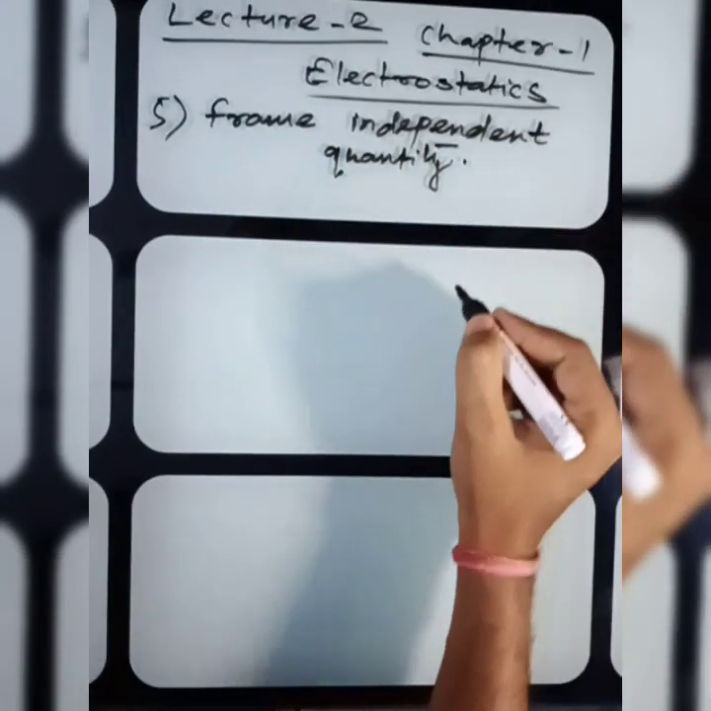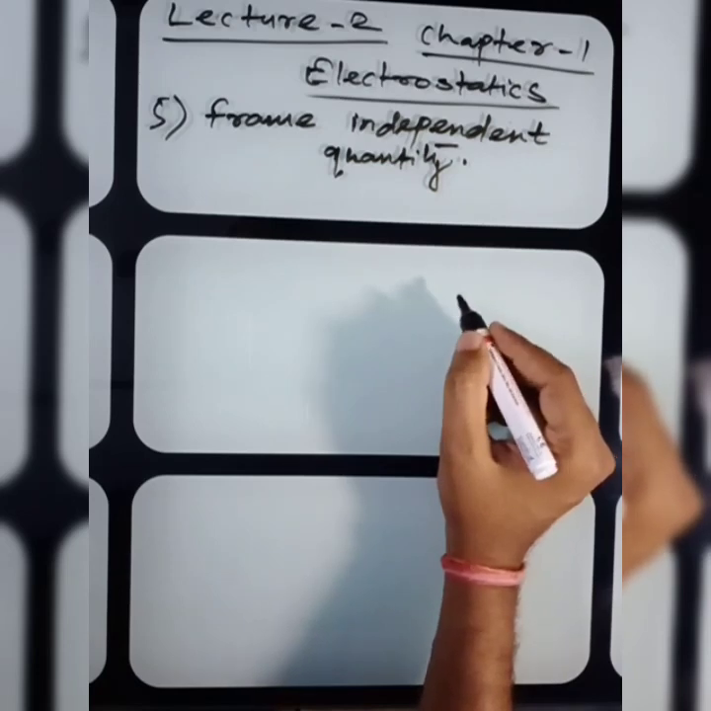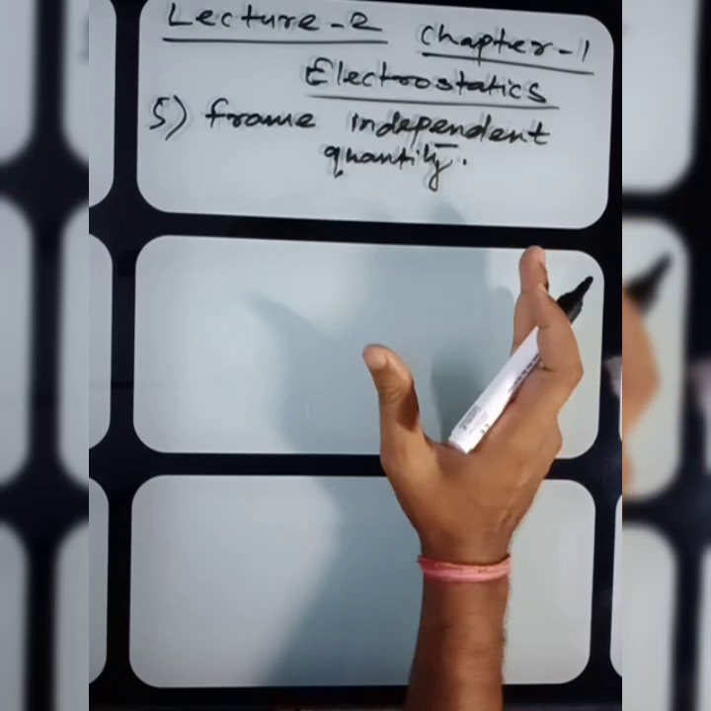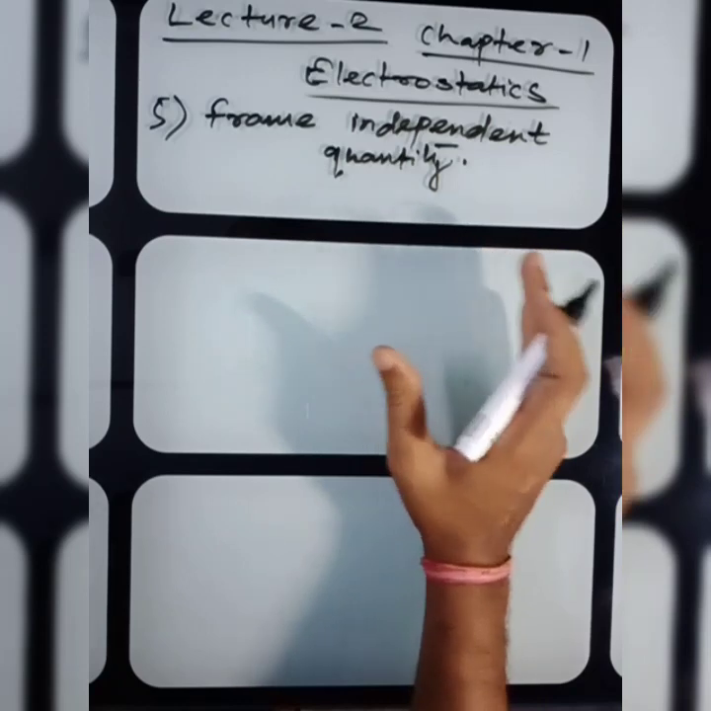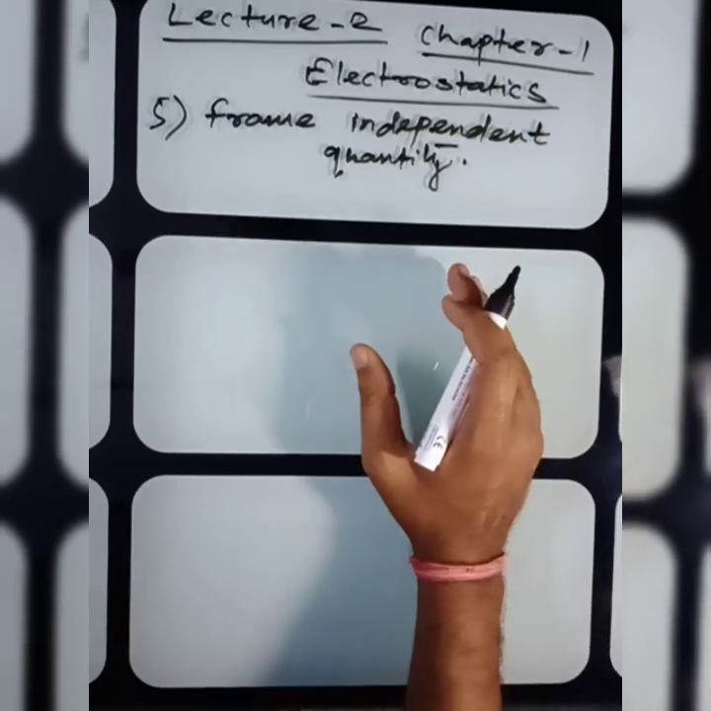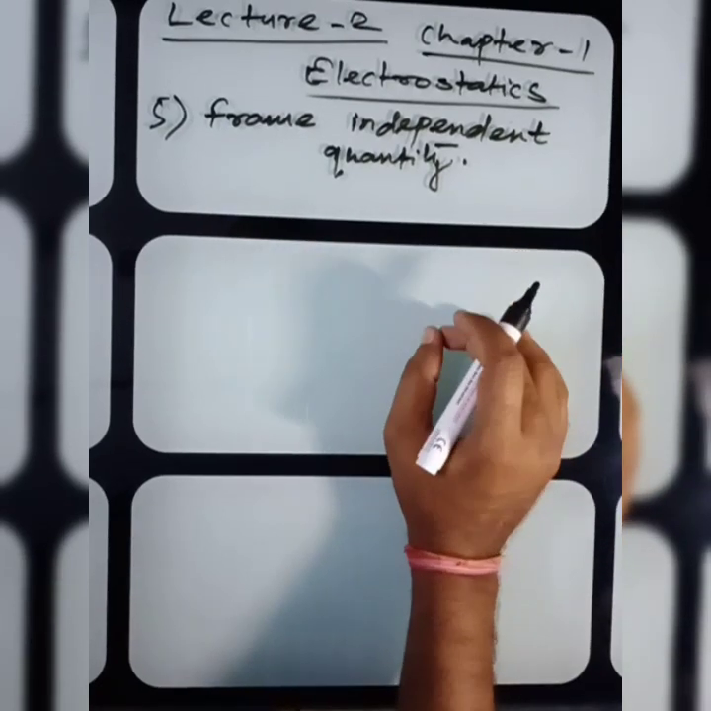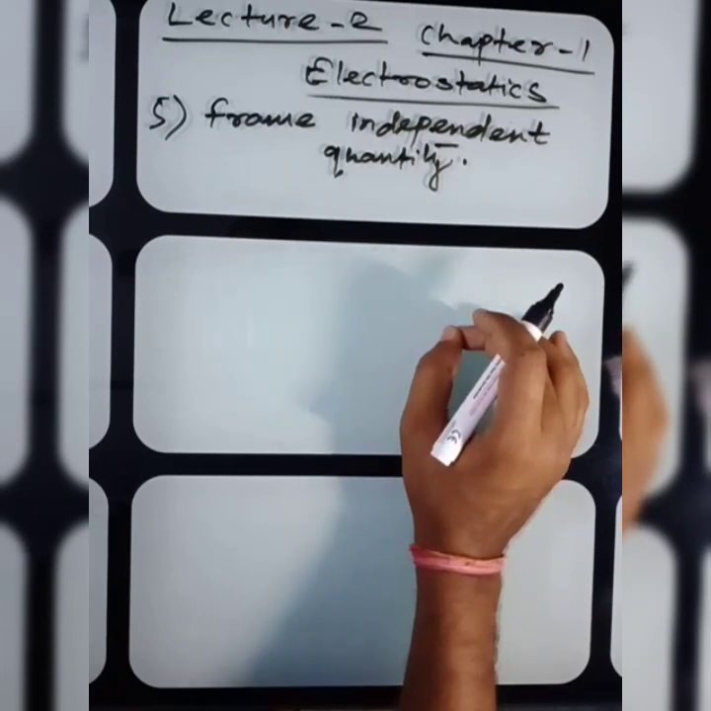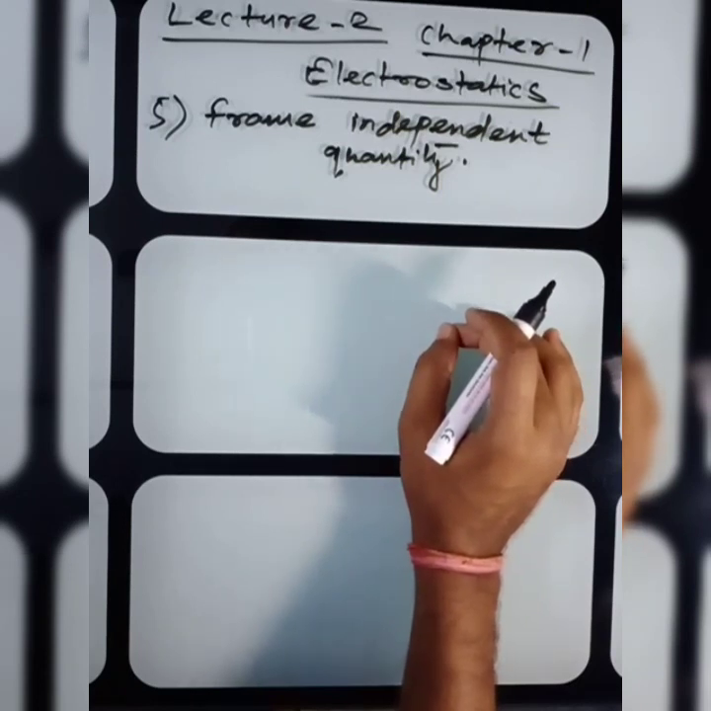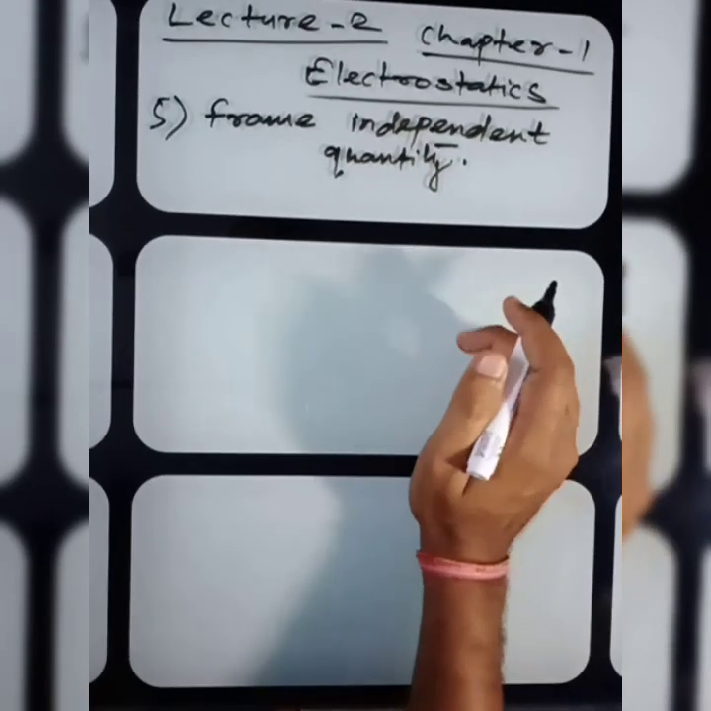Mass is a frame dependent quantity, but charge is a frame independent quantity. If any frame is moving with a speed comparable to the speed of light, then mass will vary according to Einstein's theory of relativity, but charge will not change. If you put 5 coulomb on a frame and the frame moves with the speed of light, that value of the charge will not change.